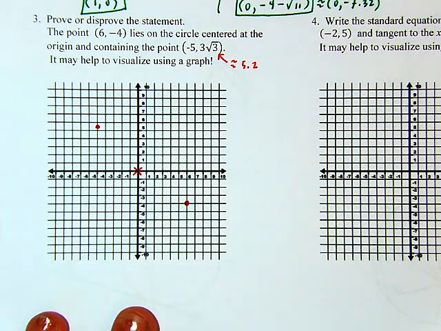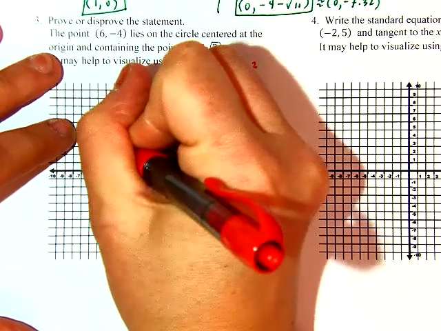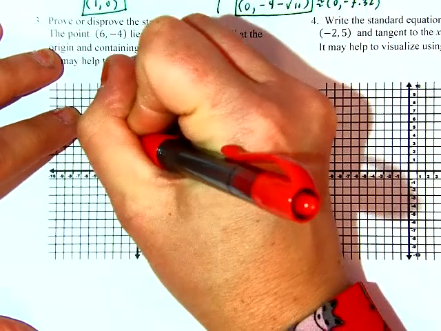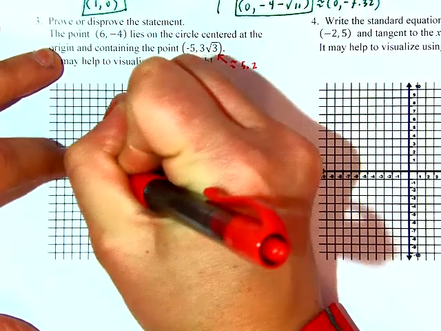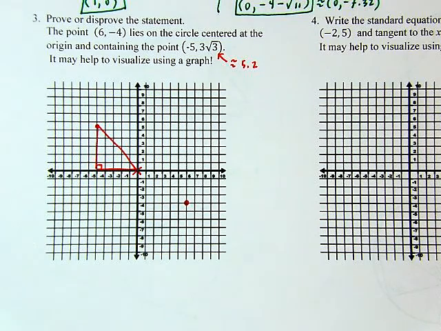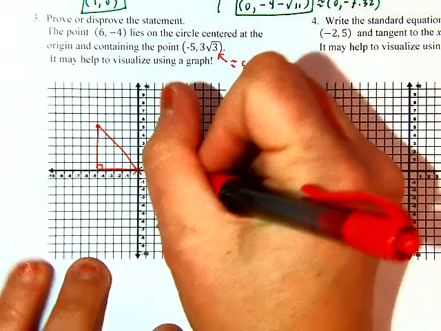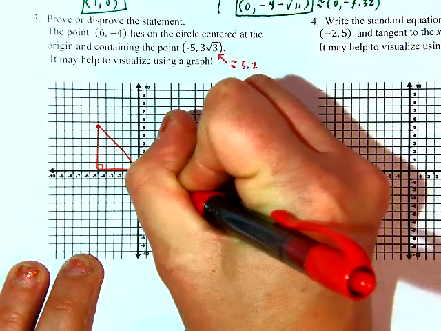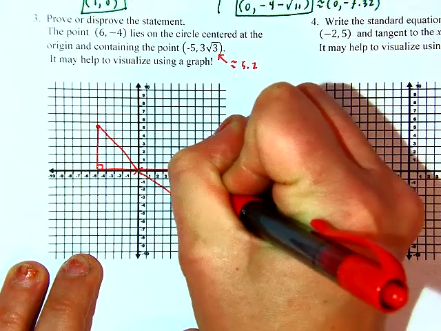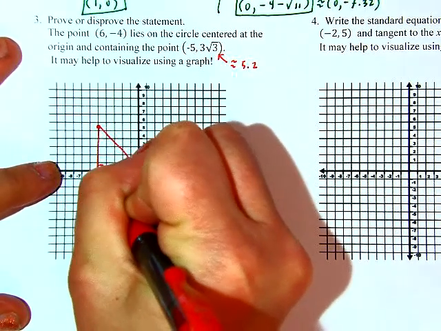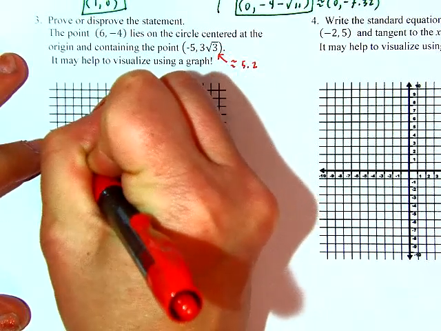Are they 2 points that could be on the same circle? Well, let's make ourselves a right triangle for both of them. It means that the hypotenuse would have to be the same for both of them, which would really be the radius of the circle. So let me make 2 right triangles like this and see if we can get the radii to match. So here would be -5, and here would be 3√3.